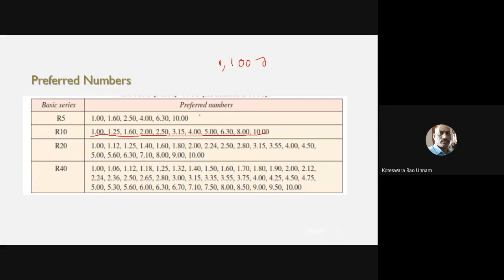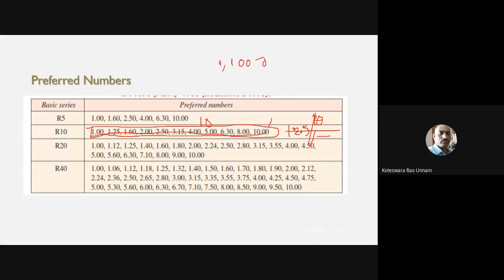So what you have to do is, this is the first set of 10 numbers that I got. Then to get the second set of 10 numbers, I will simply multiply all these numbers by 10. Then 10 is already here, and 1.25 multiplied by 10 gives 12.5, so the 11th number will start from 12.5.